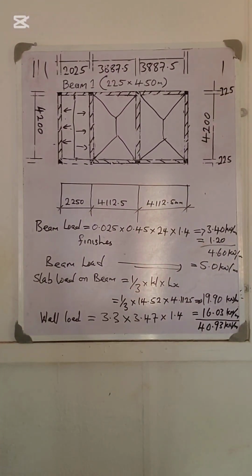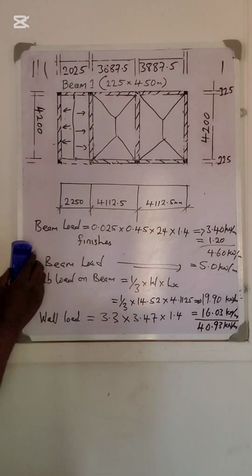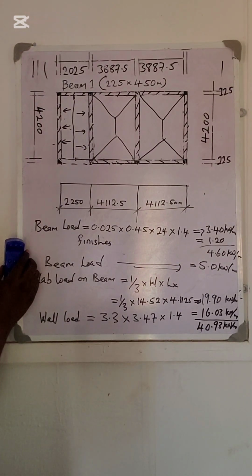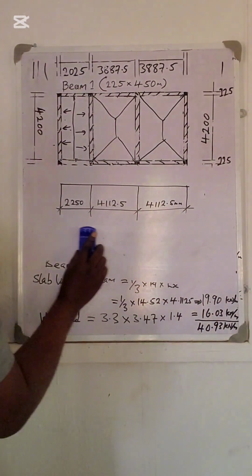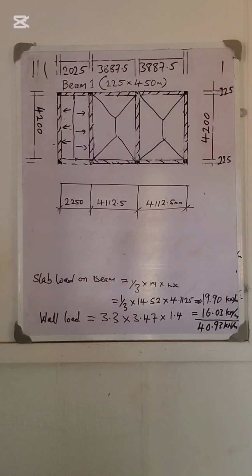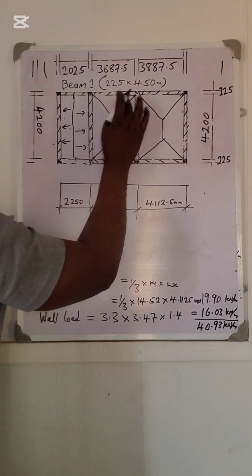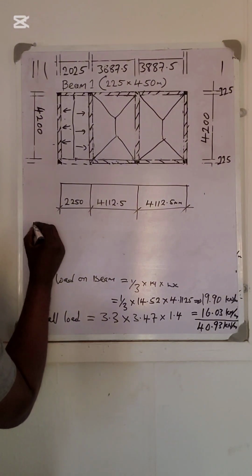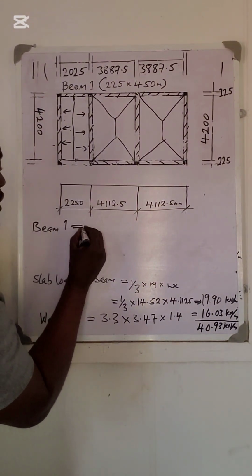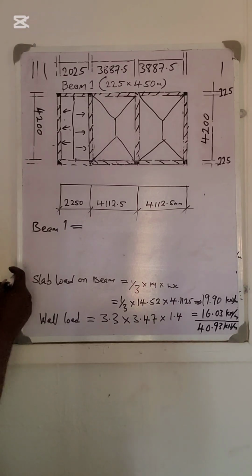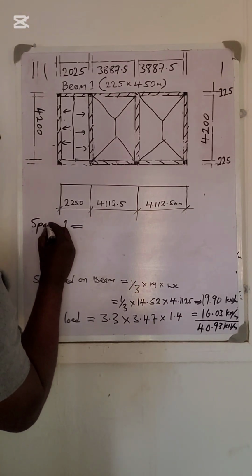Now we can come to this other beam. Let me clean. Then let me call this one beam 1, beam 2, beam 3. Let me say beam 1 now. Beam 1, or span 1.